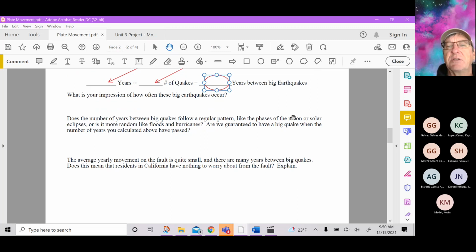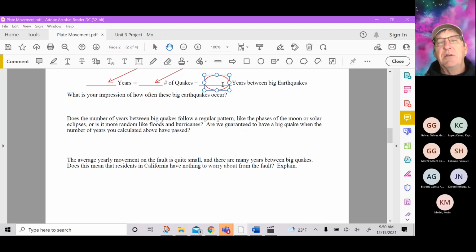Please explain your answer. So, if you agree with me that earthquakes are hard to predict, they're pretty random, and this answer up here, the number of years between big earthquakes, is an average number. It's not a certain thing. Sometimes, instead of being every 350 years, it might be twice that much.